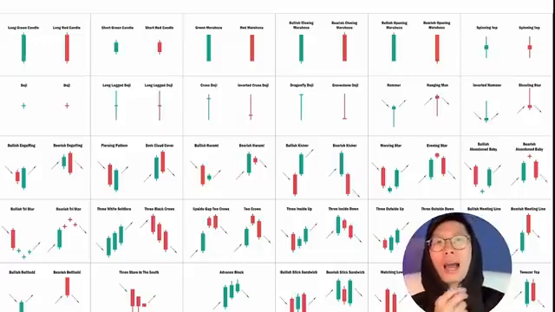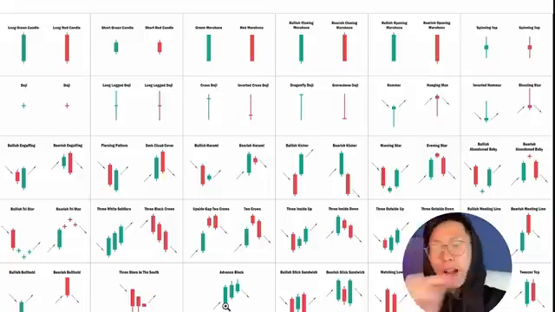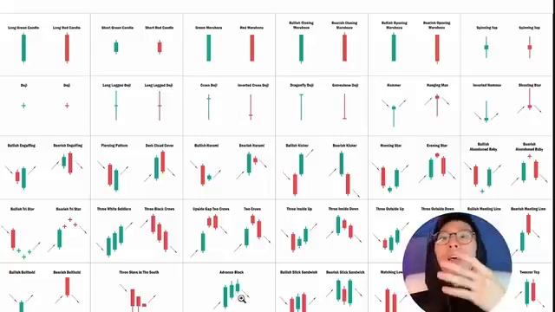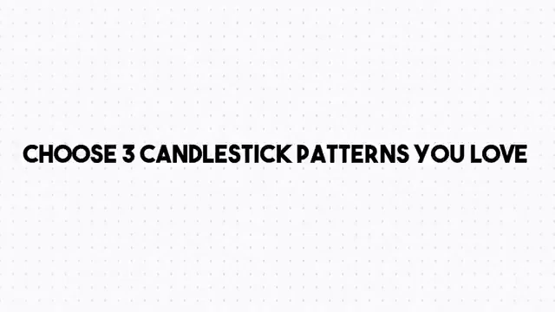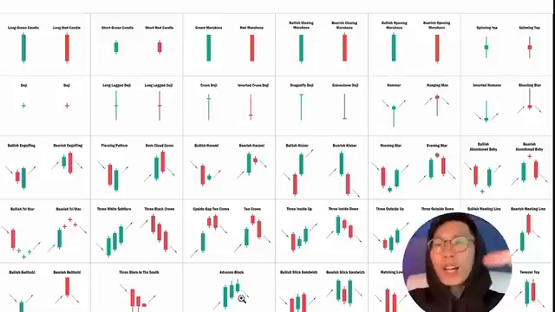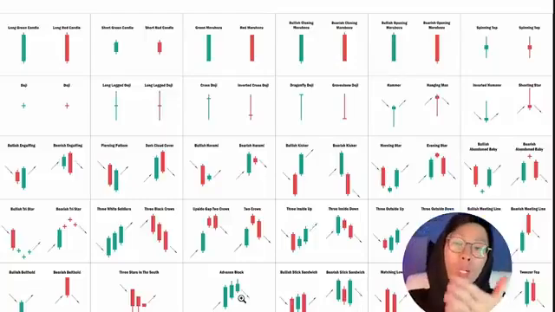So if you ask me about other candlesticks like this, I do not know what that is. Alright, so that is the unfiltered truth. You only need to memorize 3 candlestick patterns. So my advice would be to figure out what candlestick patterns you love and go from there. You really don't have to know 100 candlestick patterns. It all depends on what you like and what works for you.